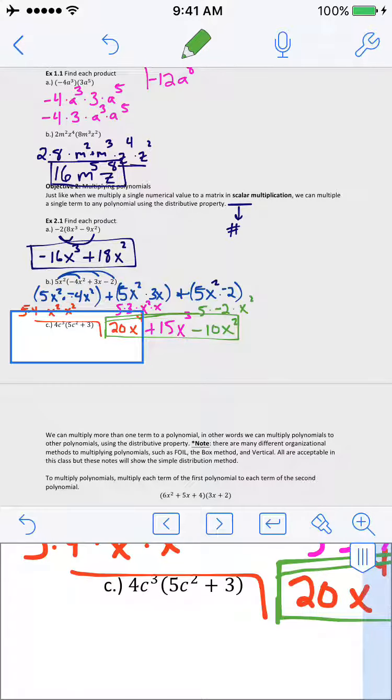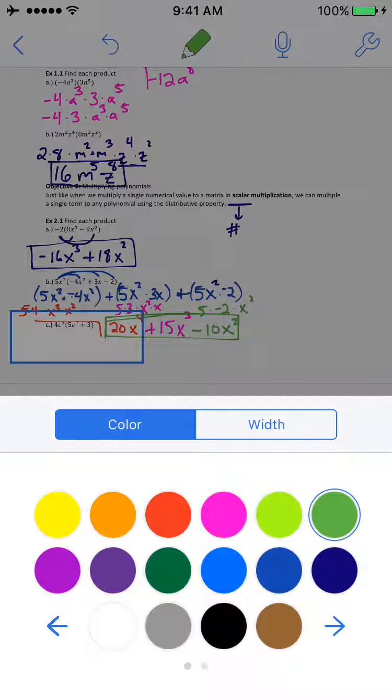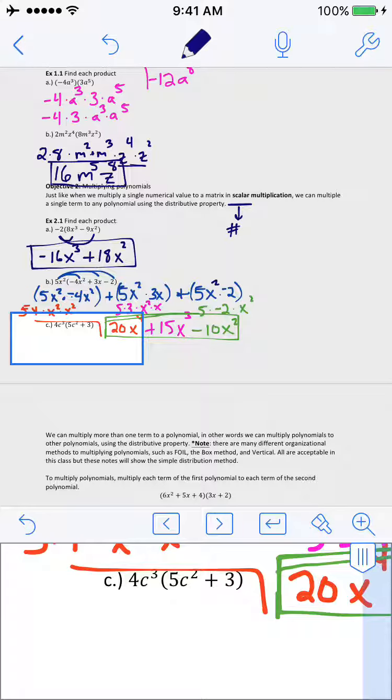Let's try one more out. You guys give it a try. Try multiplying this monomial by this binomial. See what you end up with. Okay, so hopefully you've had some time to pause the video. And hopefully you tried it out.